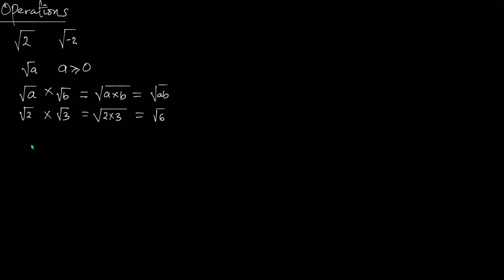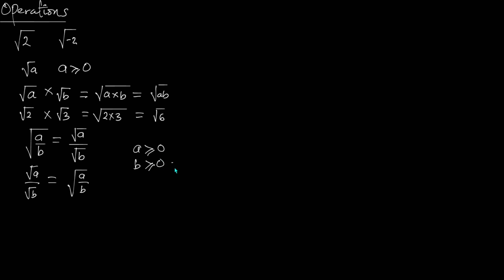Another thing that could possibly happen is if you have the square root of A over B. You can split this up as the square root of A over the square root of B. Or let's say you have the square root of A over the square root of B, you can write it as the square root of A over B. So it doesn't really change anything. It's the same. But for all of these cases, A must be greater than or equal to 0, and B must be greater than 0.